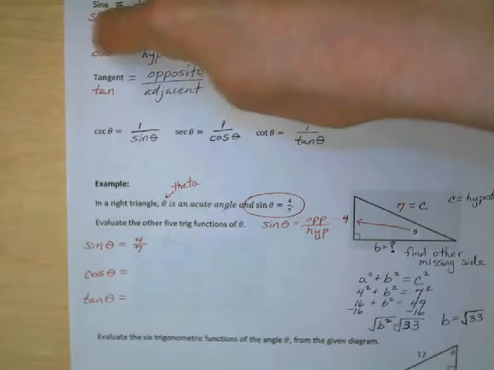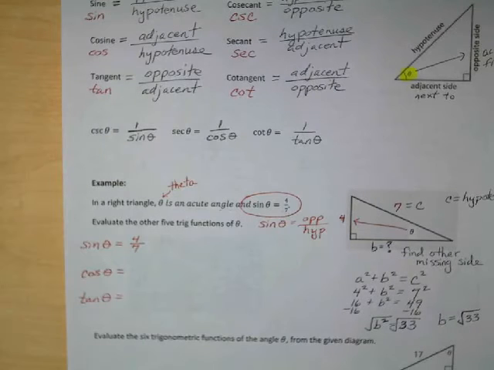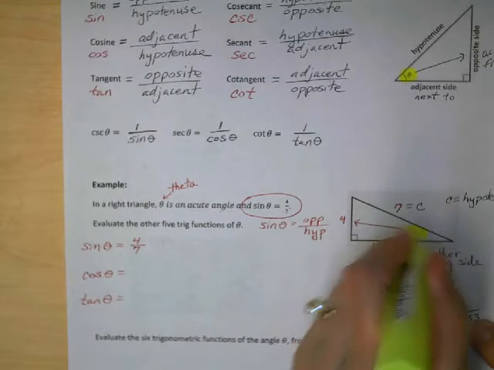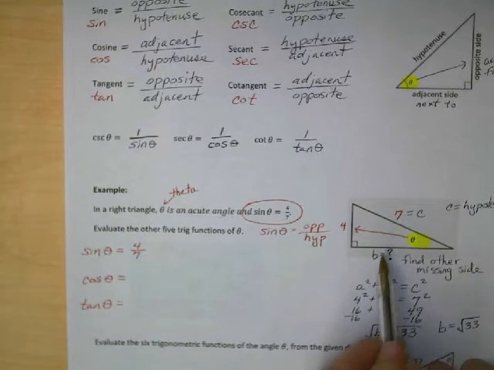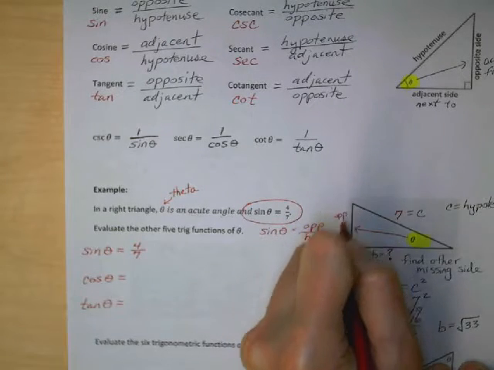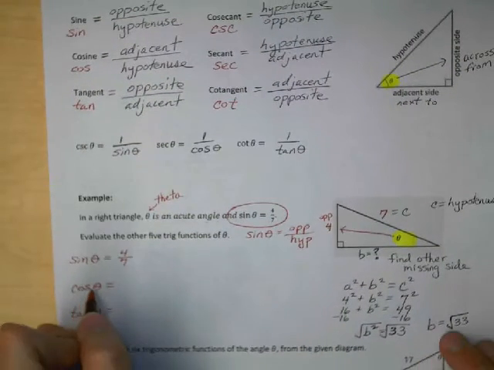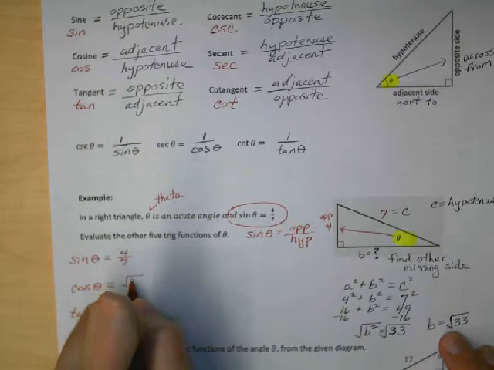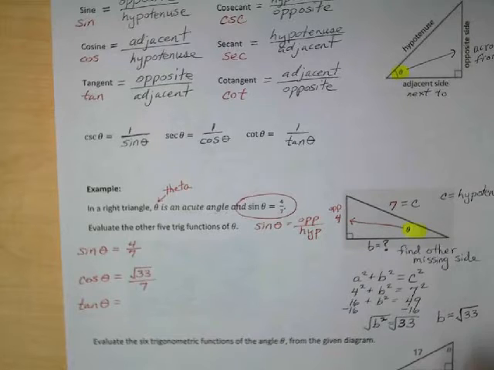The cosine one is adjacent over hypotenuse. So which side's adjacent? Yeah, the number we just found, that square root of 33, that's the adjacent side. Yep, the 4 over here is across from the angle, so that's the opposite. And this was the hypotenuse. So the B is the adjacent side we just found. So cosine's going to be square root of 33 over hypotenuse 7. See, it's going to be square root of 33 over 7.